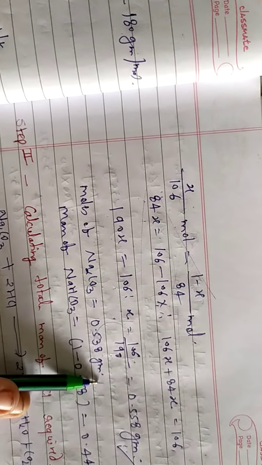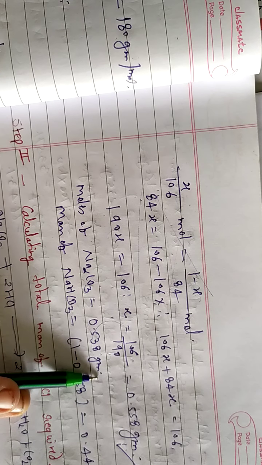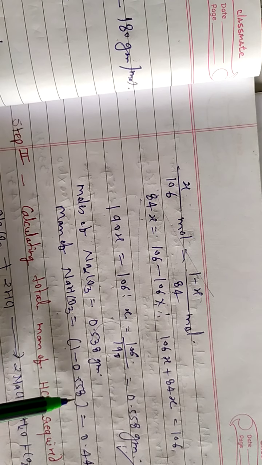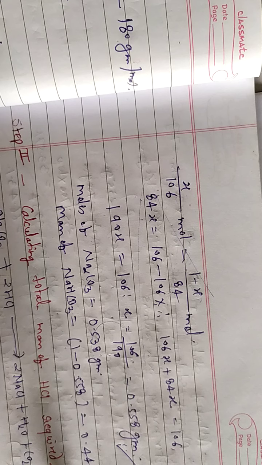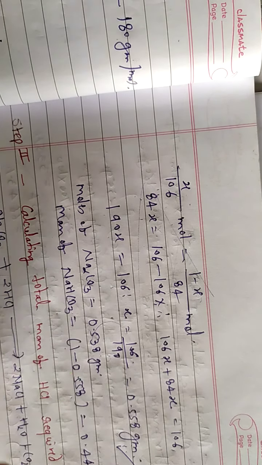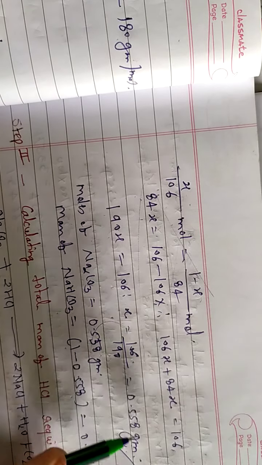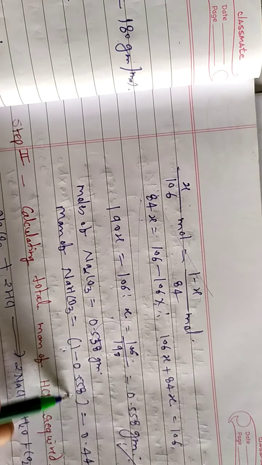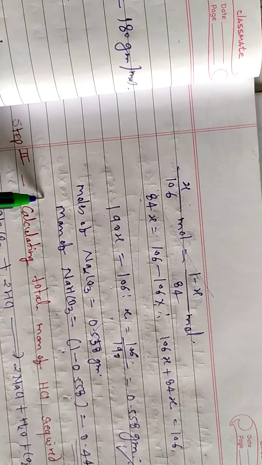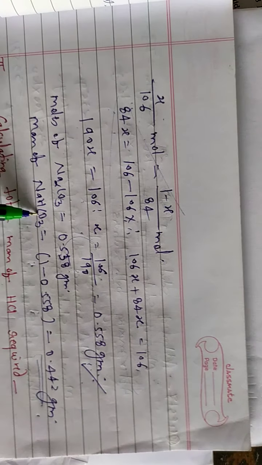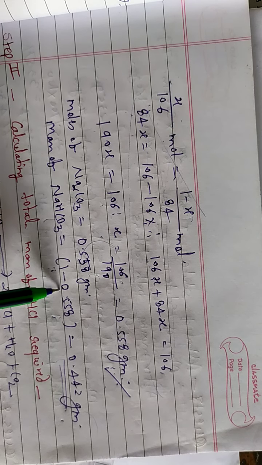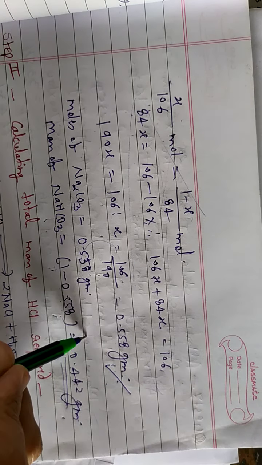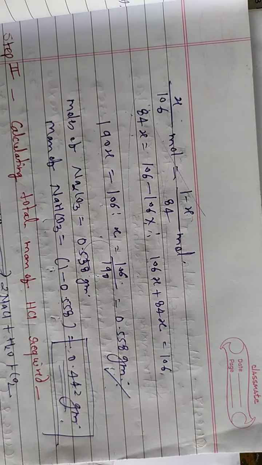Now we want to calculate the mass of NaHCO3, so 1 minus this. 0.558, not 538, 558. This answer we got from here, this is the x value. If we consider the total as 1, then 1 minus this, so the net answer is coming. The mass of NaHCO3 is coming 1 minus 0.558 is equal to 0.442 grams. This is your final answer.